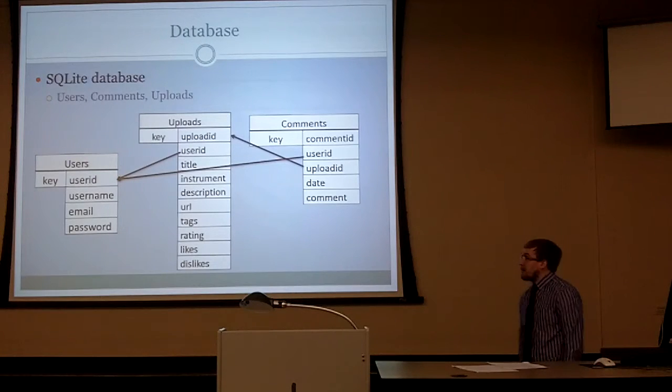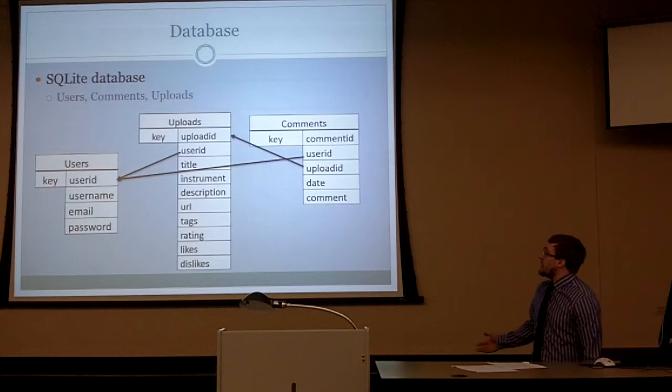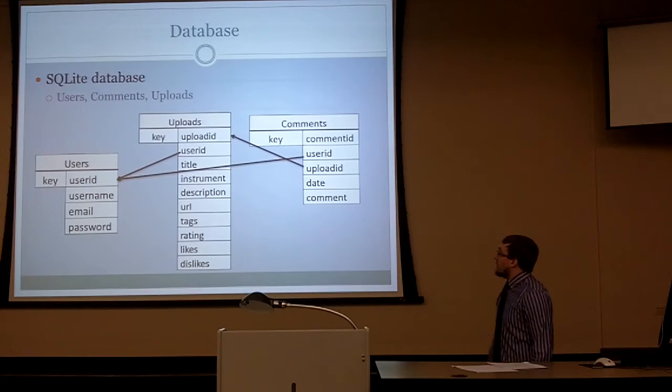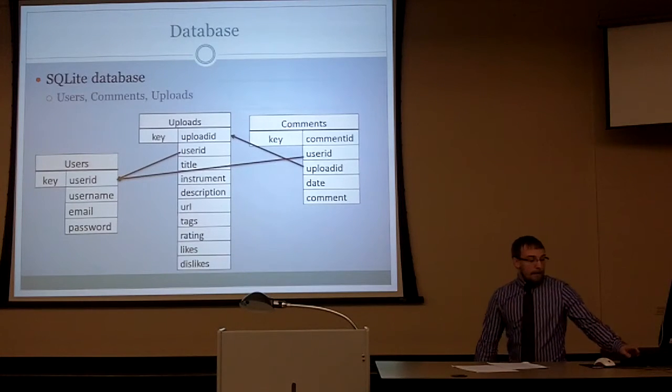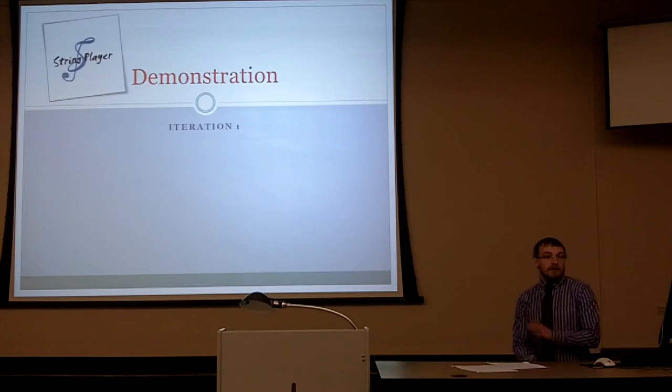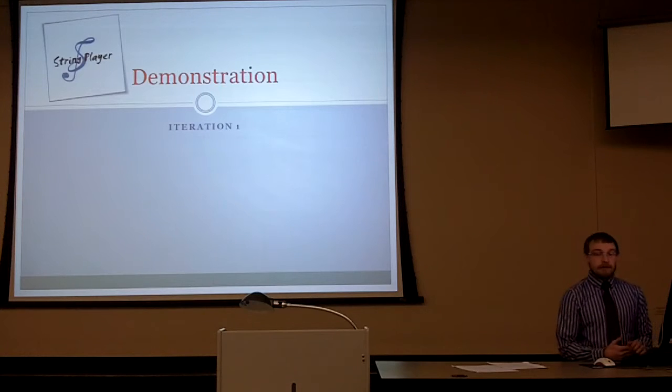Here's a diagram of our database. It's a SQLite database, and currently we have 3 tables, users, uploads, and comments, with the fields shown there. Okay, now I'm going to give you guys a quick demonstration of what we have for our first iteration.